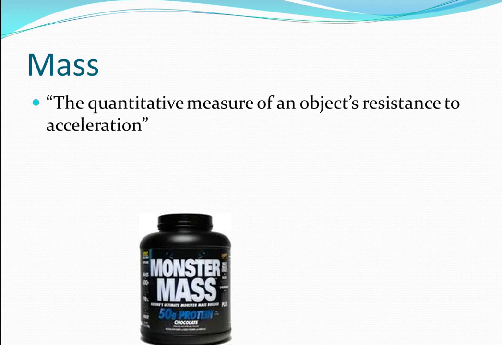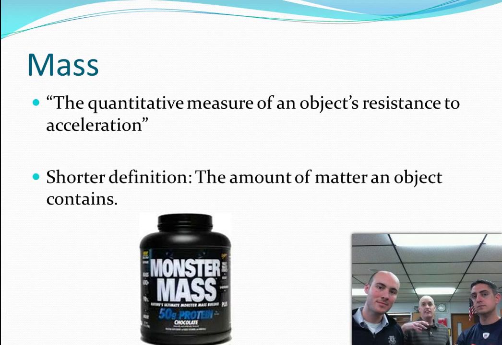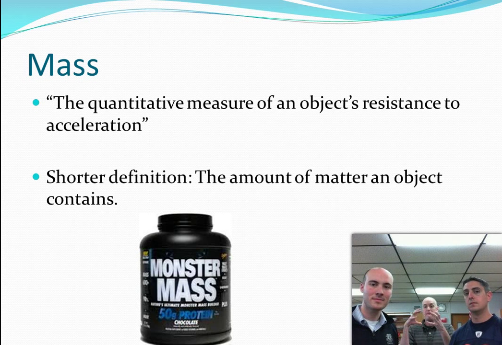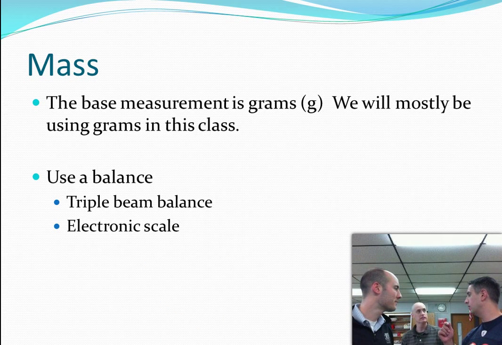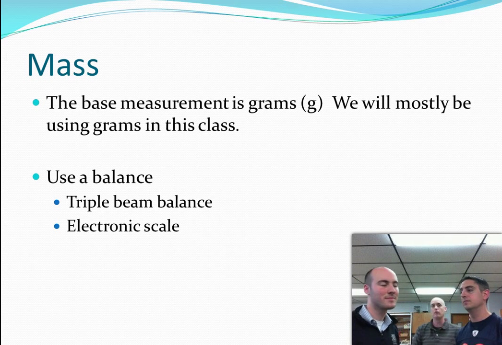All right, so the first thing we've got to talk about is mass. If density is equal to mass divided by volume, you've got to know what we're talking about. Mass is a quantitative measurement of an object's resistance to acceleration. The definition I like is basically the amount of matter that an object contains, how many molecules, how much stuff it's made up of. So the more matter, the more mass. It's a direct relationship. The more matter, the more mass.